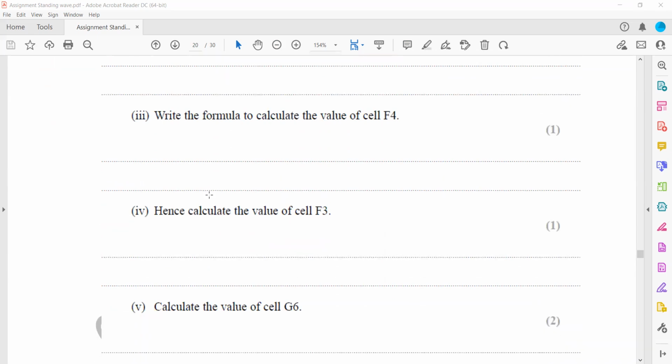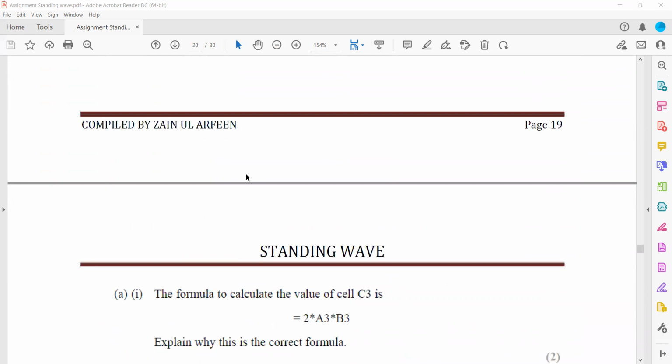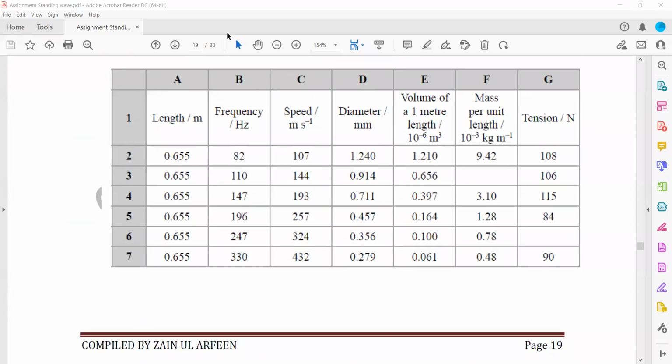Then the next one: write the formula to calculate the value of cell F4. So first we have to identify what F4 is. What is F? F is the mass per unit length. So how much mass is there in a unit length? We'll get the value for cell F4.